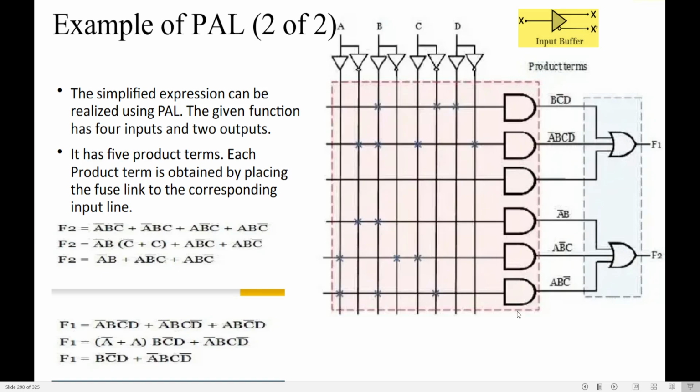The number of AND gates is equal to the maximum number of minterms in each function. So in this function, 3 minterms. So we have to consider 3 as the number of AND gates for every single function, whether it is F2 or F1. The maximum number of AND gates is 3, so I have to consider only 3. That is how we design a programmable array logic, which has programmable AND gates and fixed OR gates.